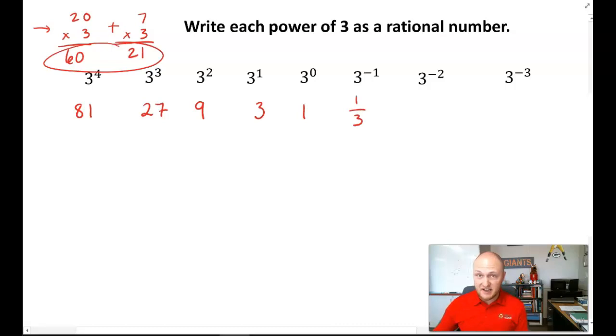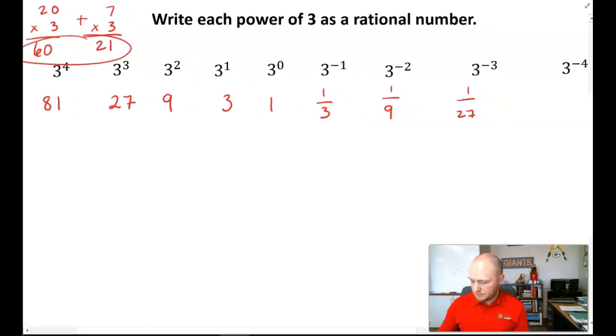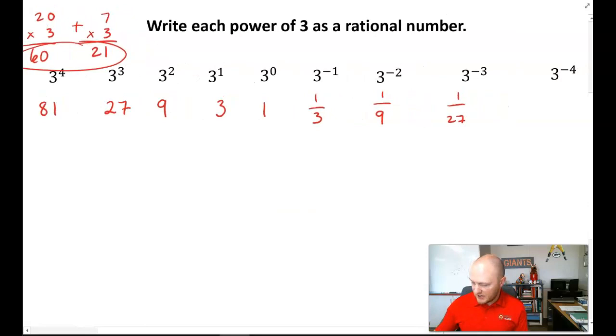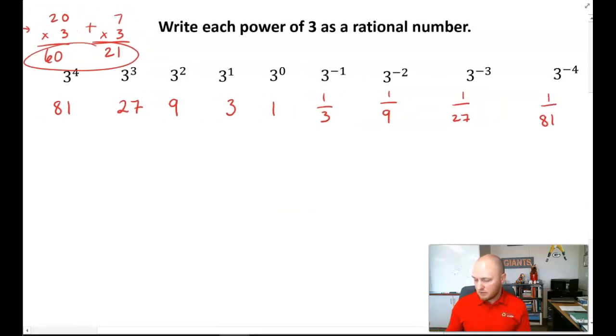3 to the negative second, well, that's 1 over 3 squared, which is 1/9. And then 3 to the negative third, 1 over 27. And 3 to the negative 4th is 1 over 81.